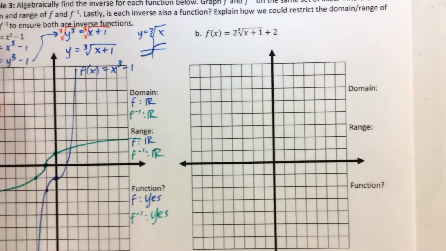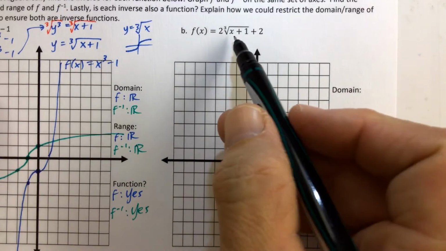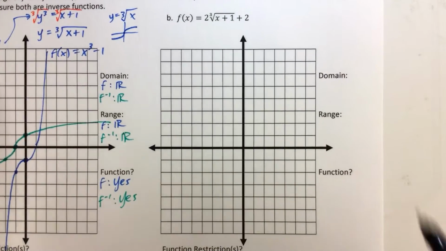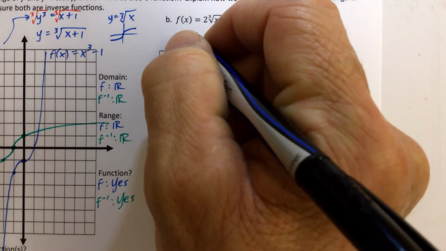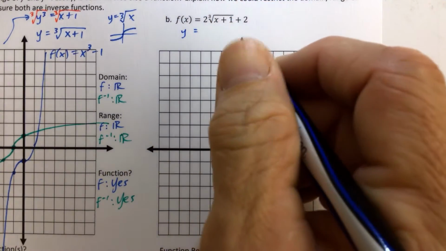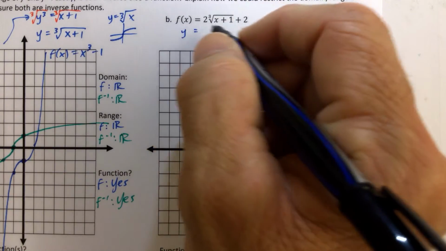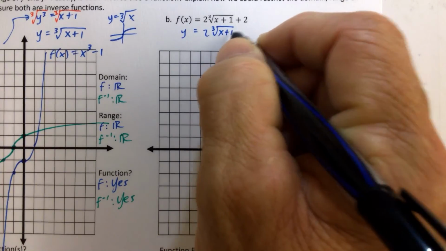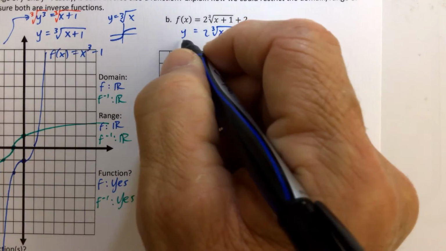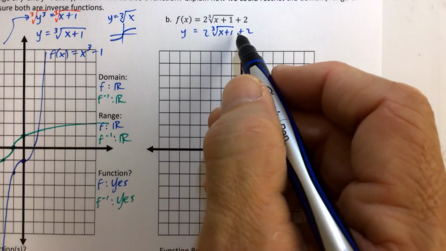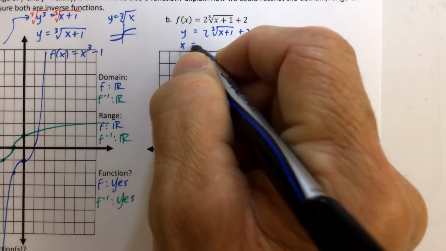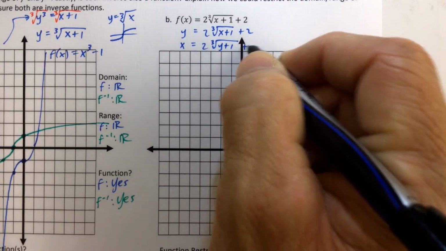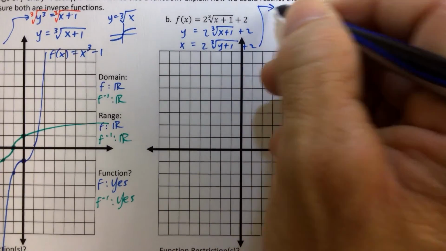Now, let's start with a cube root function, and let's see if we can figure out how to find its inverse. So finding an inverse again means you substitute y for f of x. We write this as y equals 2 times the cube root of x plus 1 plus 2, and then we're going to interchange the x and the y. So we put x here and we put y here. I'm going to write small here, not a lot of room.